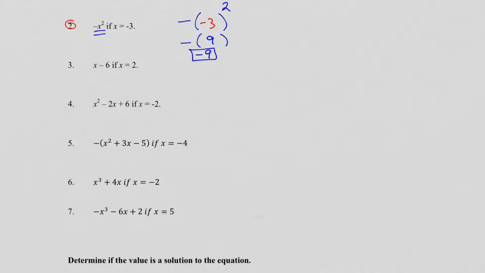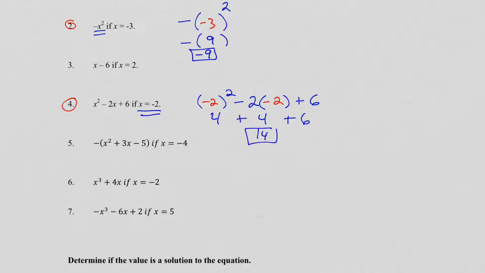Number 4, we have a trinomial, polynomial. And so we need to put negative 2 in for the expression. So anytime there's an x, you're going to put parentheses and insert the value that we're trying to get here. Okay, so this is 4. This is a positive 4. And we have 14.